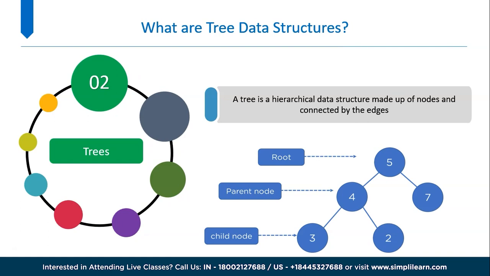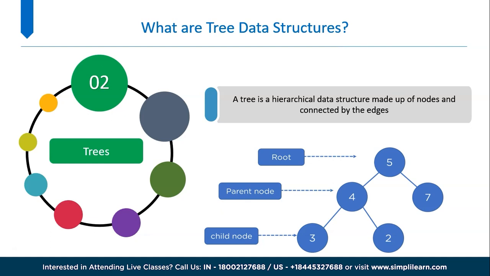Now, a tree is a nonlinear data structure in which data is organized in the form of branches, in a hierarchical way of representing data, which is made up of nodes connected by the edges. So the data elements in trees are arranged in a sorted order. It imposes a hierarchical structure on the data elements.